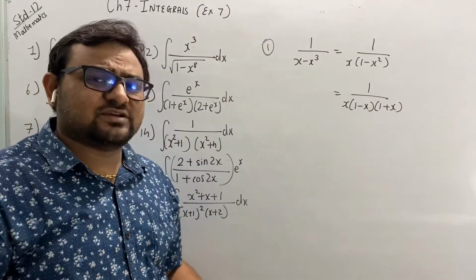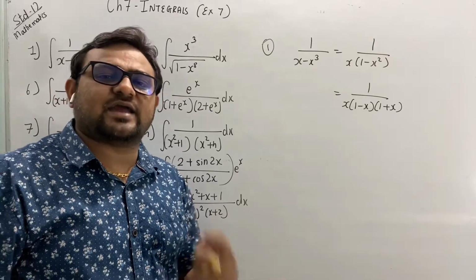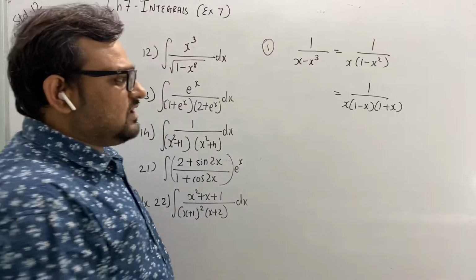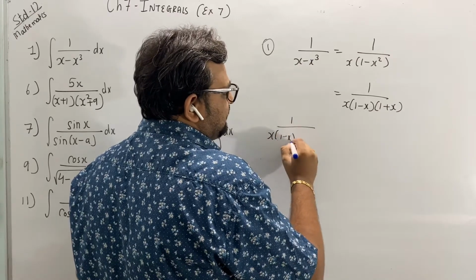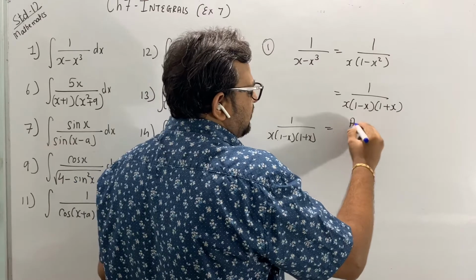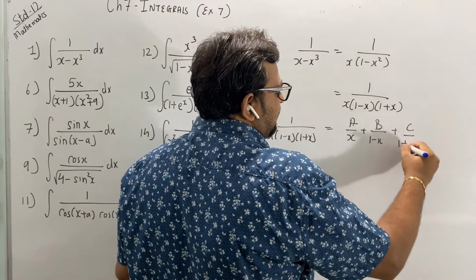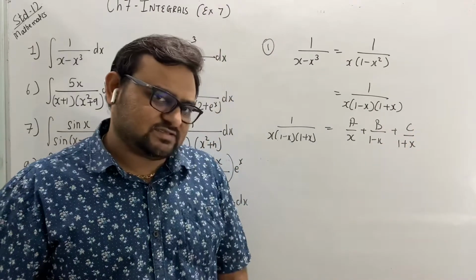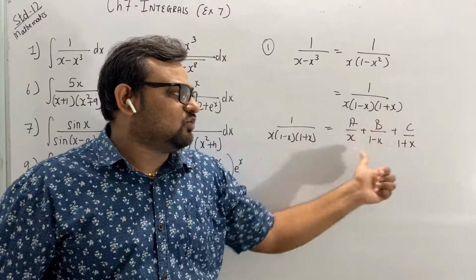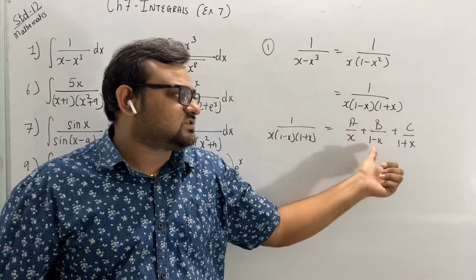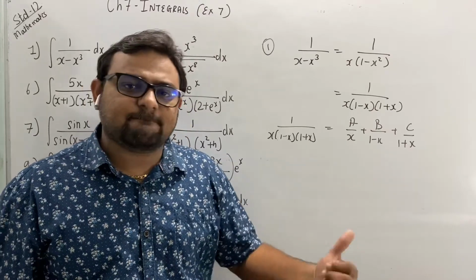Okay, now just remember which method is this? This is the method of integration by partial fraction, right? So what we will write down: 1 upon x, 1 minus x, 1 plus x will be equal to a by x, b upon 1 minus x, c upon 1 plus x, right? So it will be 1 equals a into 1 minus x into 1 plus x, plus b into x into 1 plus x, plus c into x into 1 minus x. Right? Put different values of x and find out the values of a, b, and c.